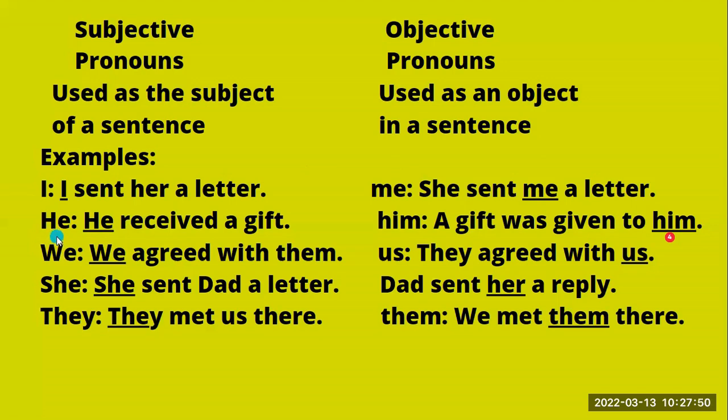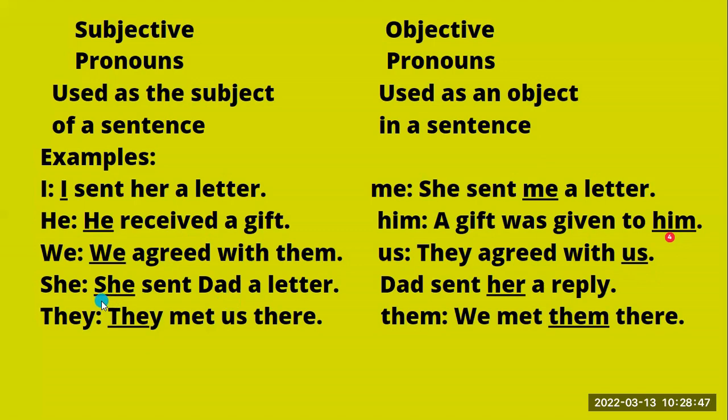Then let's look at another example. He, as the subjective pronoun: he received a gift. So he here is the subject, okay? A gift was given to him, all right? To him. So you can see the difference between he and him. Then the next example is: we agreed with them. And then they agreed with us. You see, us. Us is the receiver here, is the object.